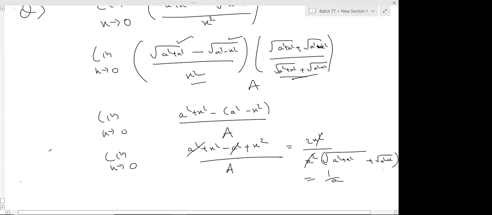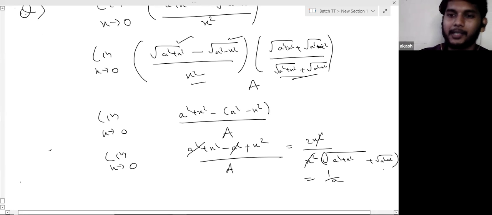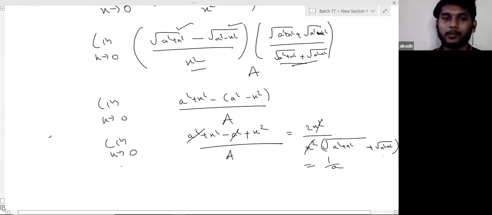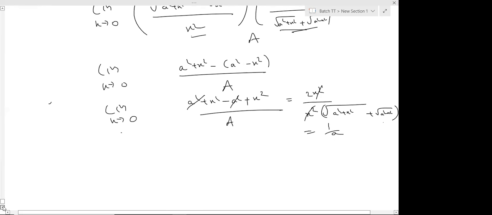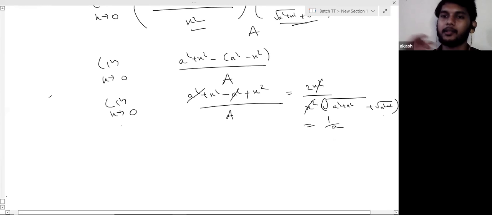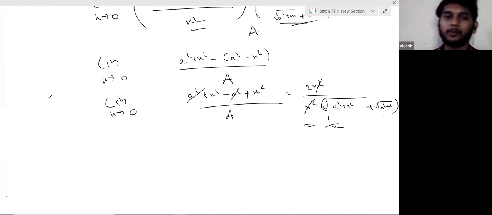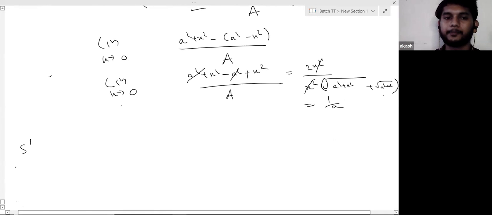So I hope the methods are clear, right? All the steps are clear. Yes. So these are the 3 steps to evaluate limits questions. First is direct substitution, factorization, then rationalization. Always move with this order. Do not try to change the order. Next is standard limits.